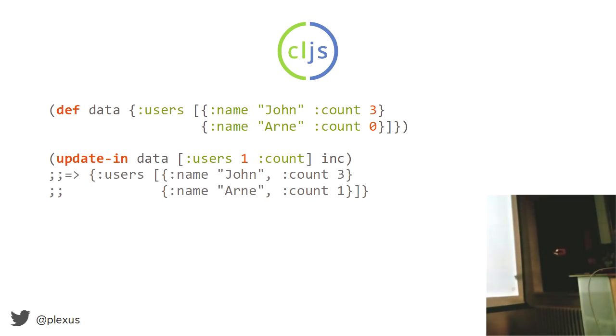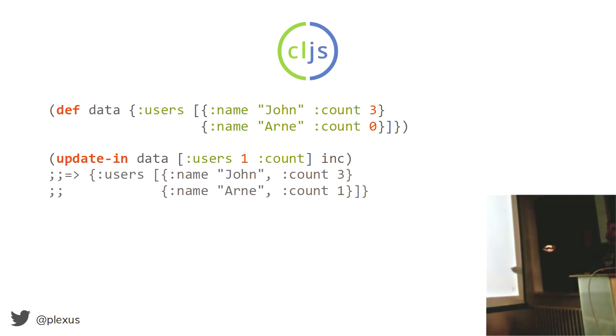So here I have some nested data. def is kind of like var or const, I guess, it defines a constant in a sense. So I've assigned this map with users, which is a vector which contains 2 users, to data, and then I want to get back a similar data structure, but with the count for Arne increased by 1. And so I say update in this nested data structure, traverse this path, so go into users, take the first, like not 0, but 1, take the count, and then run the increment function on that number.